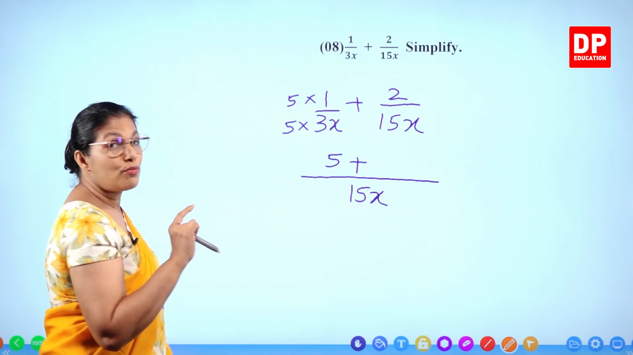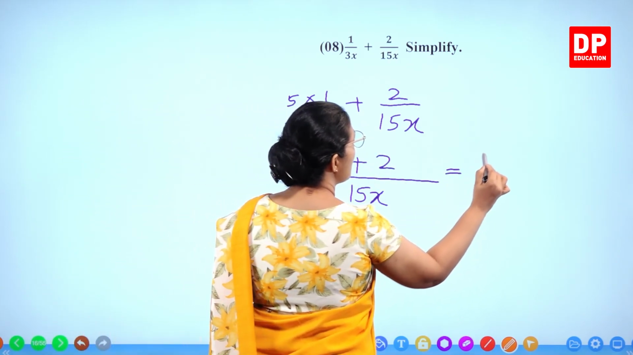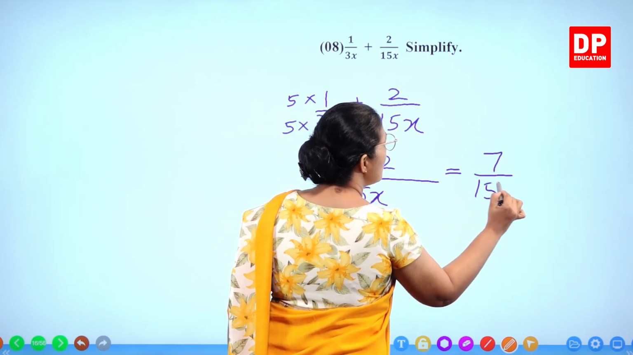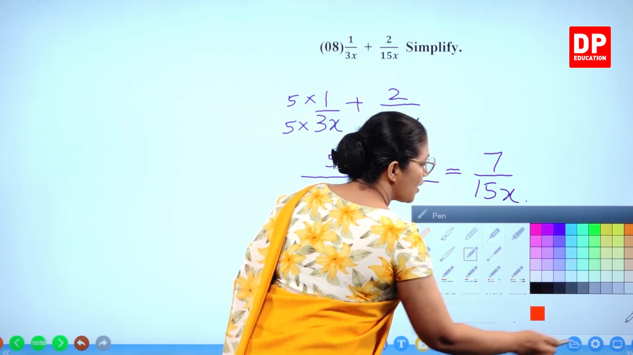Here you don't need to do anything. You can just write down 2. So 5 plus 2 becomes 7. 7 over 15x. You get 2 marks for that.